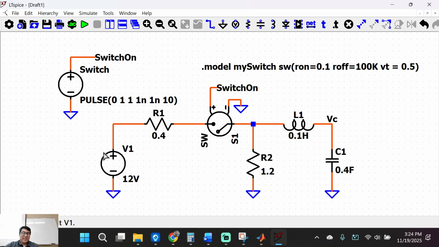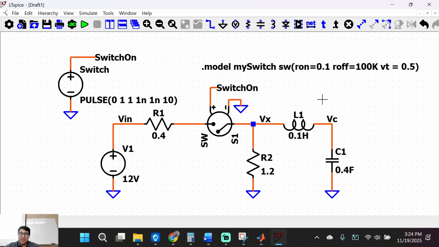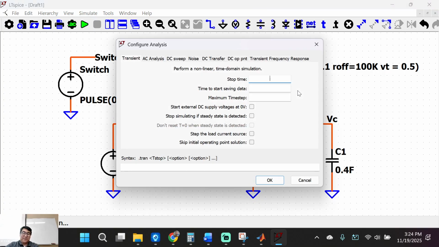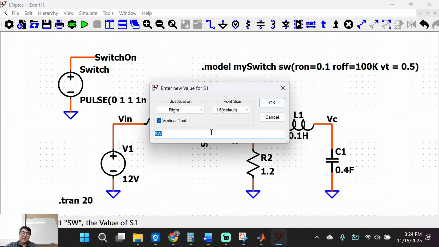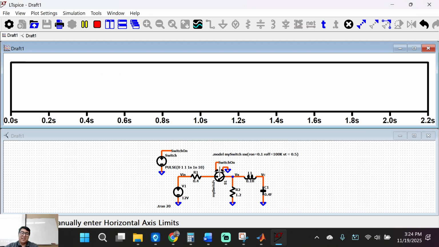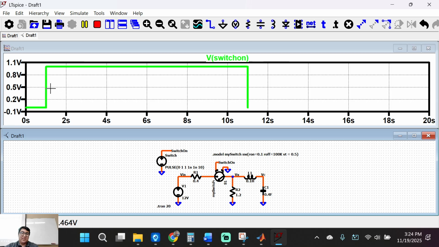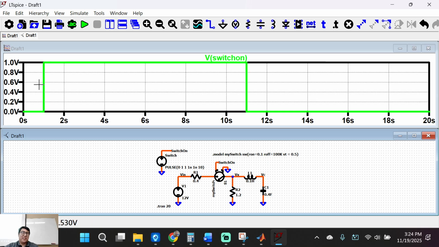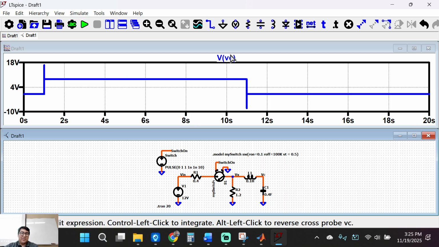Lots of pain. VN, VX. Let's run it for 20 seconds. Can't find my switch. Run. Our switch turns on. Looks good, right? Turning on in 1 second. Let's see our VC. What is that?